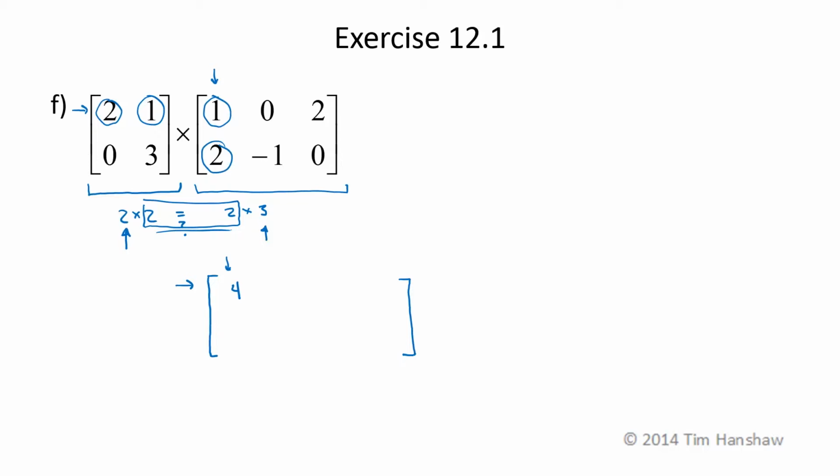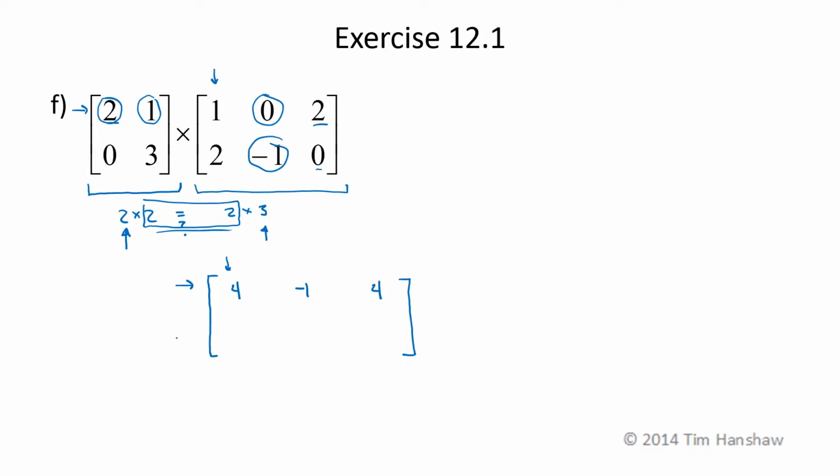That element goes there. To get the element in the first row and the second column, I multiply the elements in the first row of the first matrix times the elements in the second column of the second matrix. So 2 times 0 plus 1 times -1 is -1. The element in the first row of the third column is 2 times 2 plus 0 times 1, which is 4.